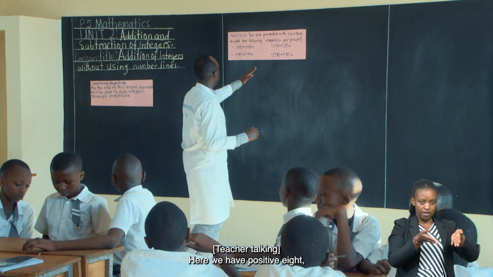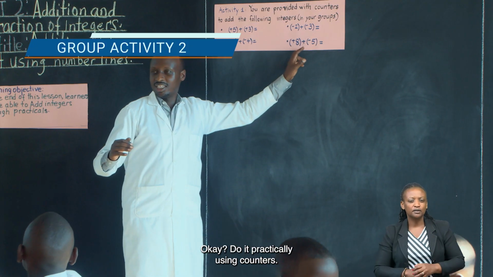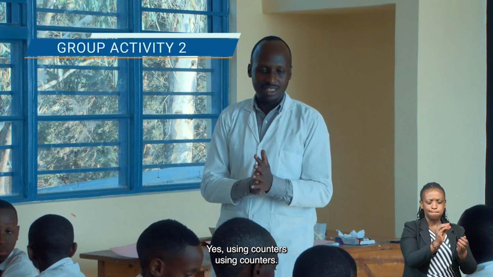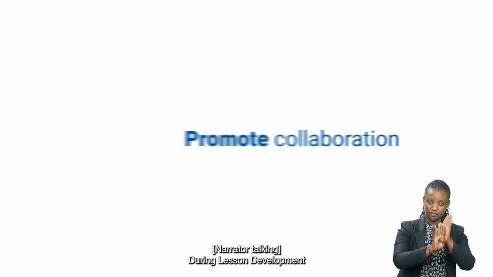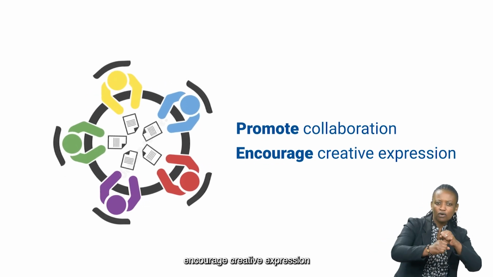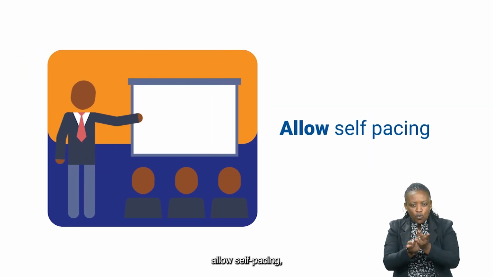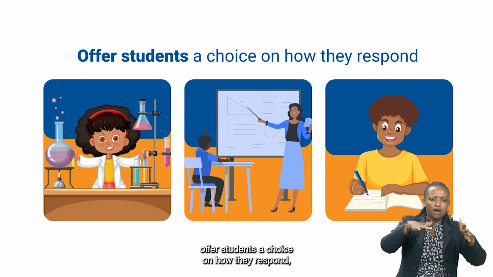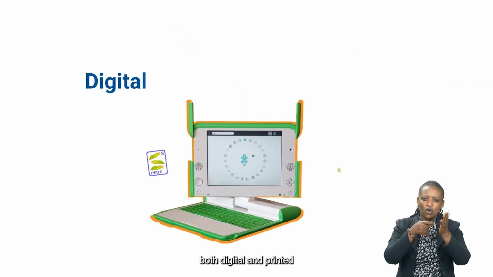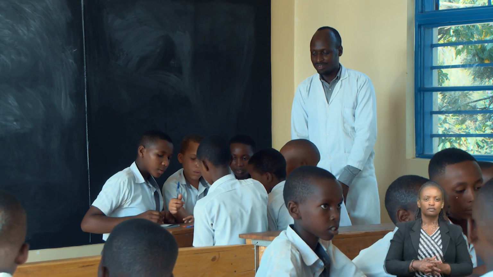Here we have positive 8 plus negative 5, which is our last question. Okay? Do it practically using counters. Yes, using counters. During lesson development, you should promote collaboration, encourage creative expression through diverse communication methods, allow self-pacing, offer students a choice on how they respond, and use flexible tools and resources, both digital and printed, to accommodate different learning styles.